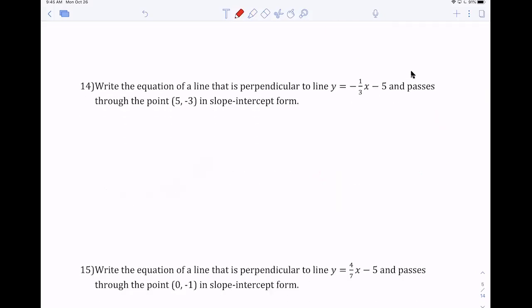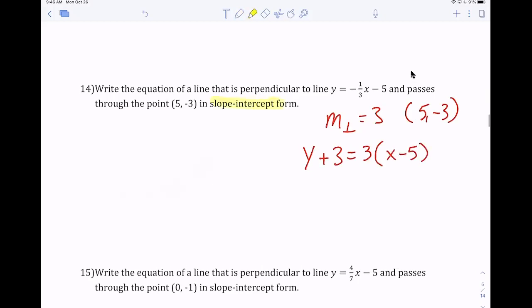All right, Trimble, number 14. What is the slope of the perpendicular? Slope is 3. What point are we passing through? 5 and then the 3. So write the equation. Y plus 3 equals 3 parentheses x minus 5. Beautiful.